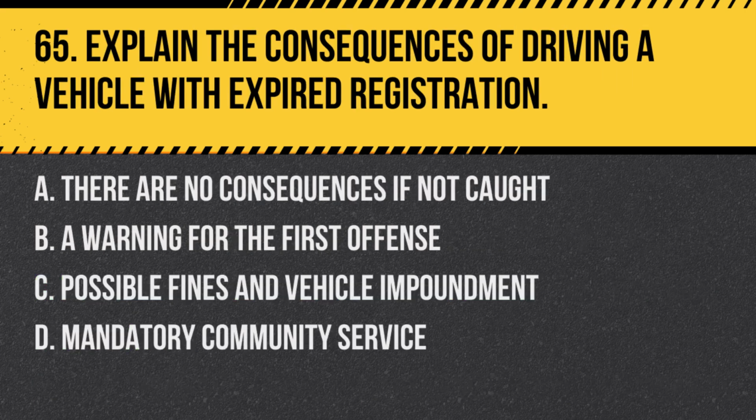Question 65. Explain the consequences of driving a vehicle with expired registration. A. There are no consequences if not caught. B. A warning for the first offense. C. Possible fines and vehicle impoundment. D. Mandatory community service. Answer: C. Possible fines and vehicle impoundment. Driving with expired registration is illegal and subject to enforcement actions.